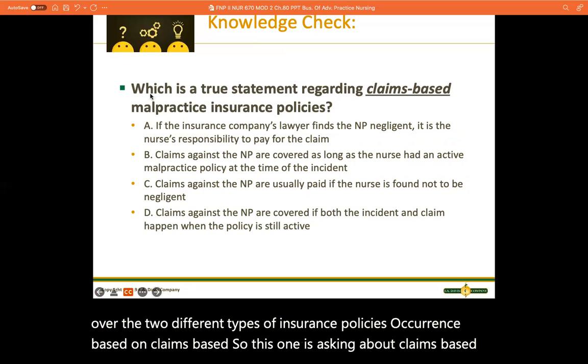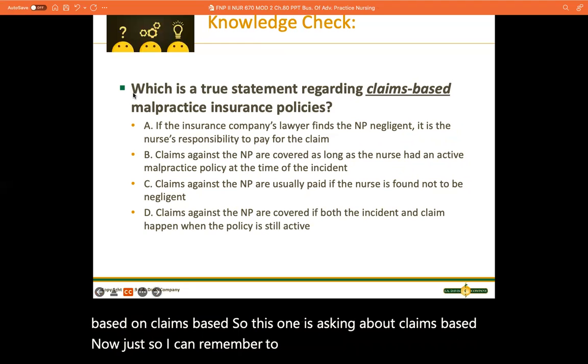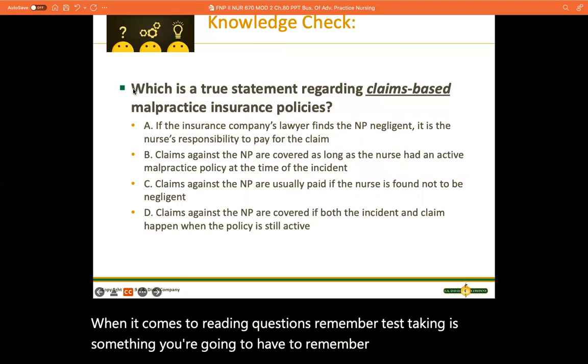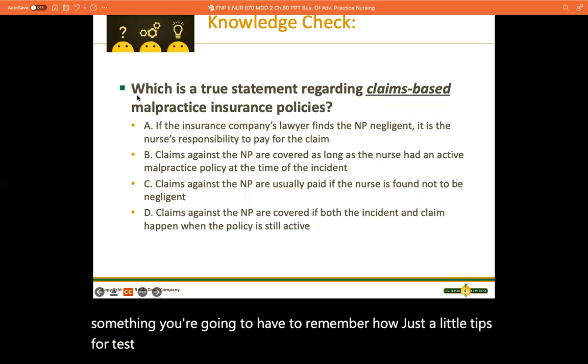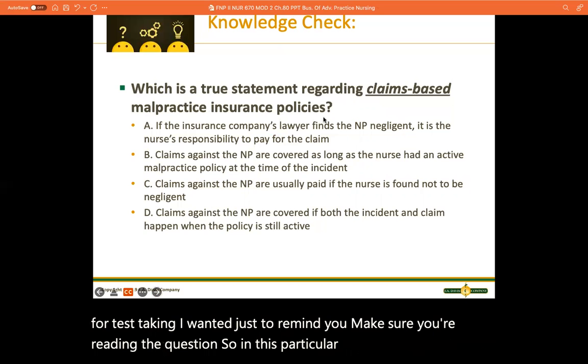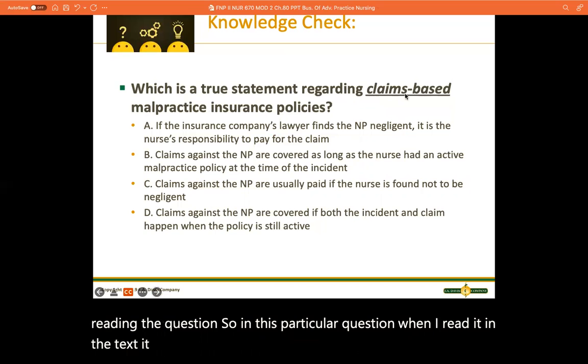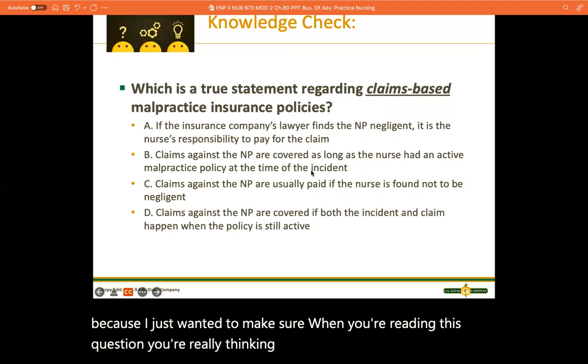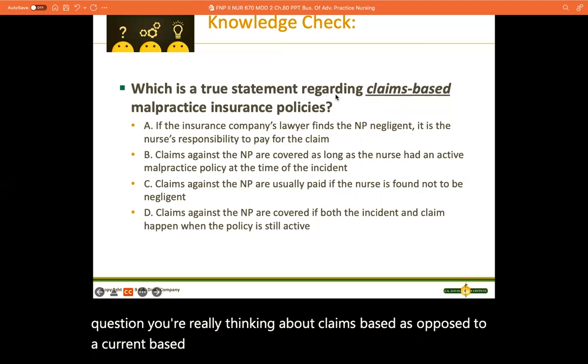Now, just to remind you, when it comes to reading questions, test taking is something you're going to have to remember how to do. Little tips for test taking: make sure you're reading the question. In this particular question, it was not underlined in the text, but I underlined claims-based because I wanted to make sure you're really thinking about claims-based as opposed to occurrence-based, okay? So which is the true statement regarding claims-based malpractice insurance policies?